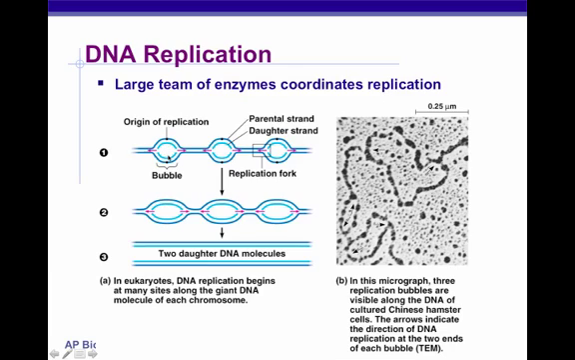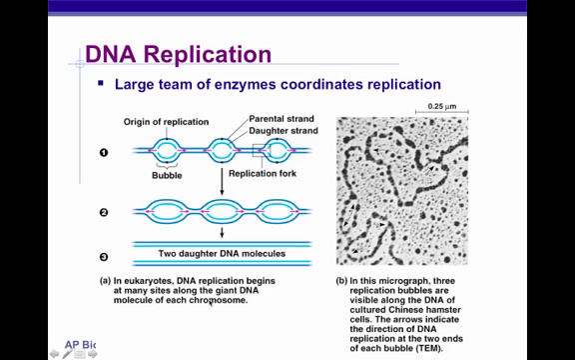Here we have the origin of replication and then this bubble that's created. Then the dark blue is the parental strand and the lighter teal blue is the daughter strand. Here we call this the replication fork. As we drop down, this is going to happen in multiple directions as it starts to get bigger until eventually you end up with 2 daughter DNA cells.